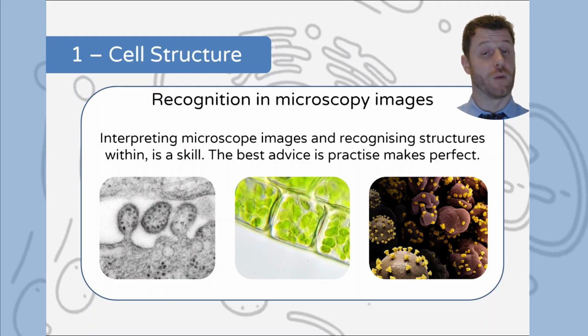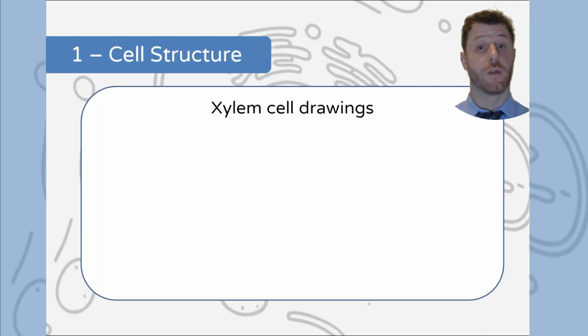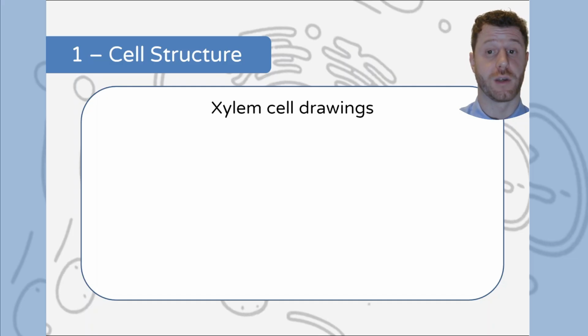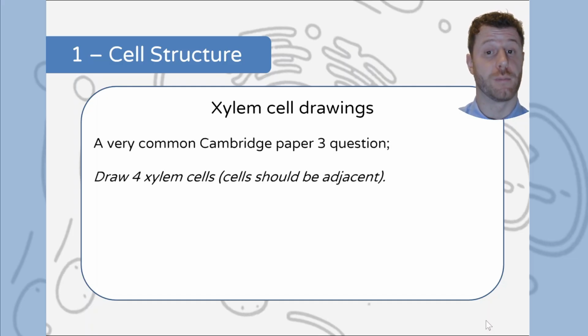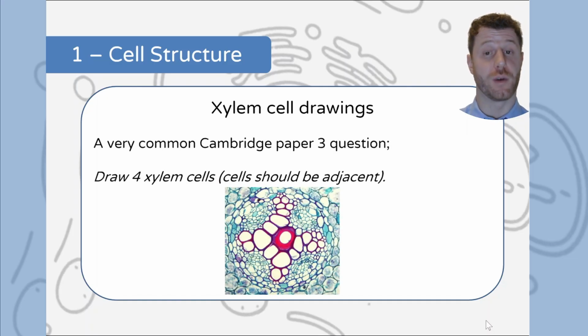This is a skill where practice makes perfect, so practice. The most important tip that we have here on our tips section is xylem cell drawings. The reason why it's the most important tip is because it almost always comes up. An example of this would be draw 4 xylem cells, cells should be adjacent. So we know that we're not making a plan drawing and we have to draw the cells that we can see. Xylem cells are easy to draw because they have no contents. It is only cell wall.